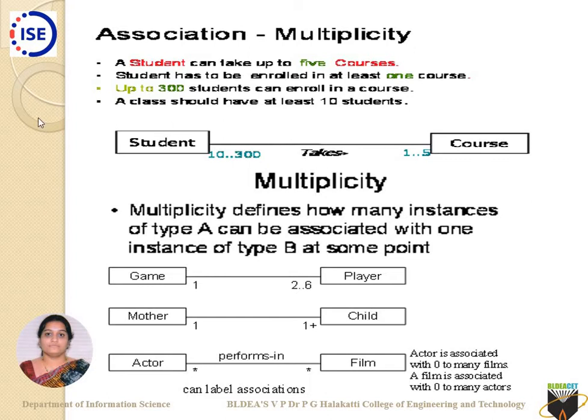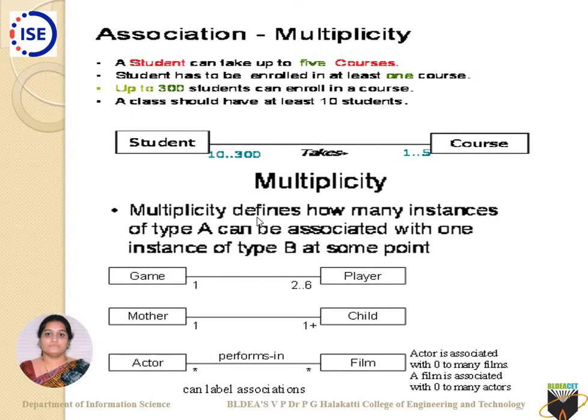Student takes course, so that's nothing but student is a class, takes is an association name, course is another class name. Student takes course means a student can take at a minimum one course, or at a maximum 5 courses. Then for any respective course, if I am looking at the other side, 10 students can be in one course, or at the maximum 300 students can be enrolled in one course. A student has to be enrolled in at least one course. Up to 300 students can be enrolled in a course. A class should have at least 10 students there.